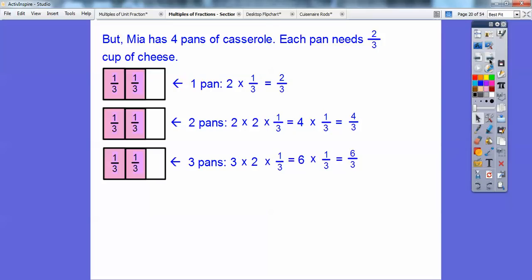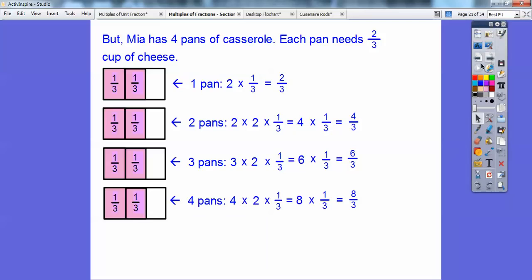Here's 3 pans. 3 pans is going to be 3 of these 2 times 1/3. So 3 times 2 is 6. So 6 times 1/3 gets me 6/3. Can you see all these 6/3 over here? And here's the fourth one. So it's going to be 4 times 2 times 1/3, which is 8 times 1/3. So here it is as the product of a whole number and a unit fraction. So it equals 8/3. I'm just reading off this last one right here. 4 times 2 times 1/3 is going to equal 8 times 1/3, which is going to equal 8/3 right there. That's what this says right here.